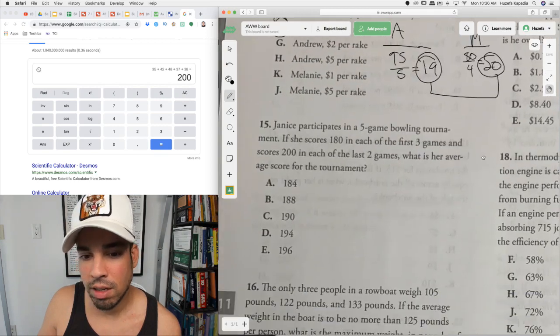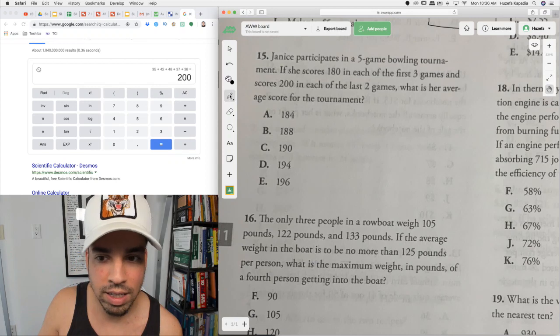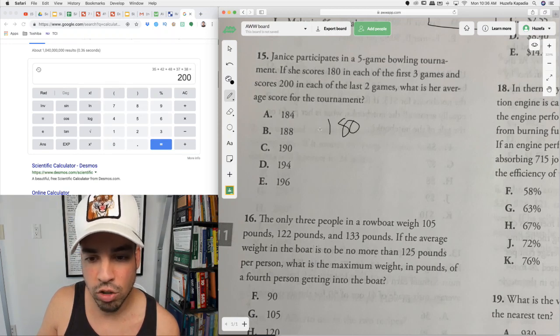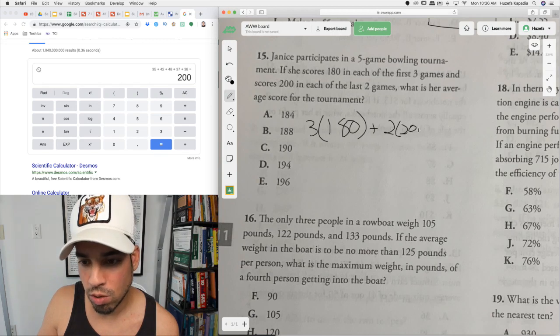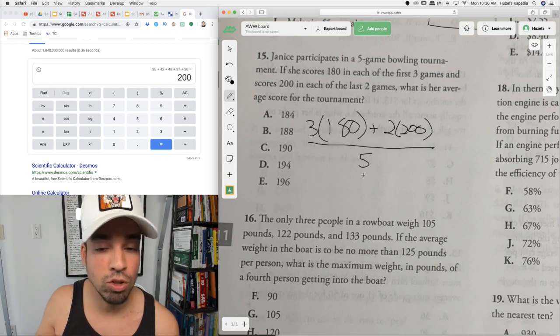All right. Next, 15. Janice participates in a 5-game bowling tournament. If she scores 180 in each of the first 3 games and scores 200 in the last 2 games, what is her average? So she's gotten 180 in the first 3 games plus 2 games at 200. And how many total games is that? That's 5. So make sure you divide by 5, not 2 or something like that.